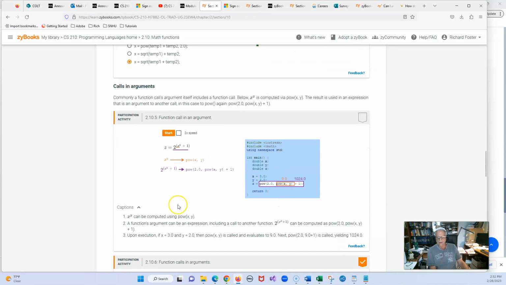All right, let's see if we can break this down. What we have is 2 to the power of x to the y plus 1. Remember, when it comes to exponents, you're going to add things to make it work. The first thing is x to the y. But since we're doing x to the y plus 1, we want 2 to the power of x to the y, and then plus 1.